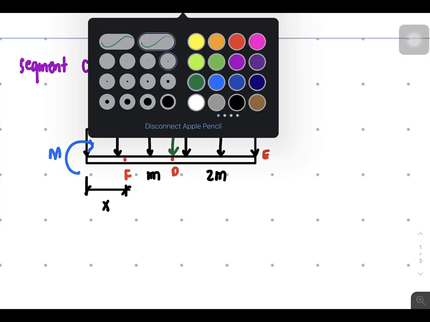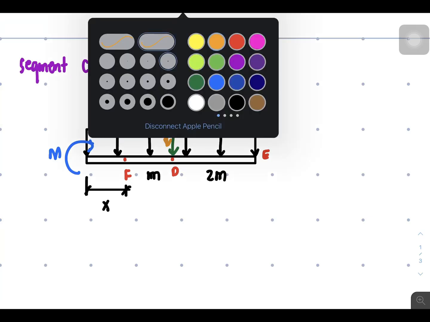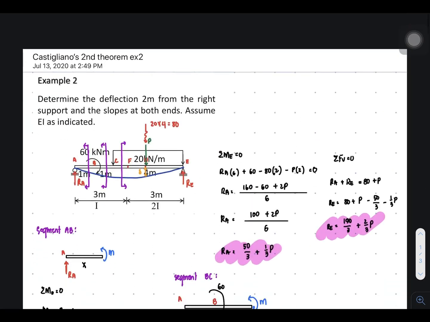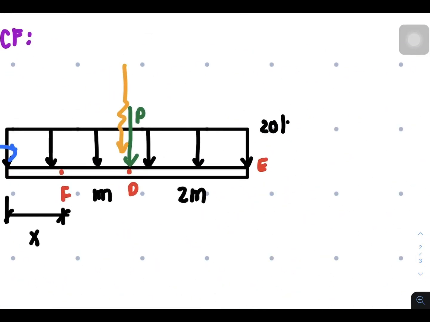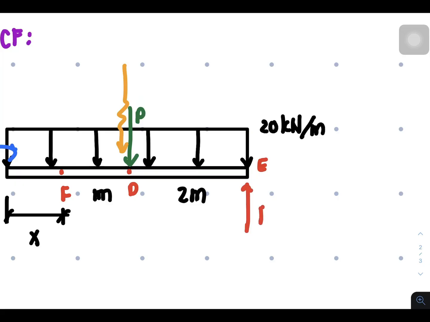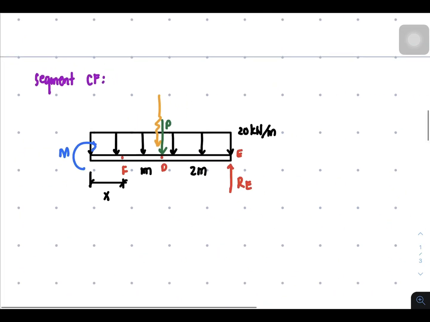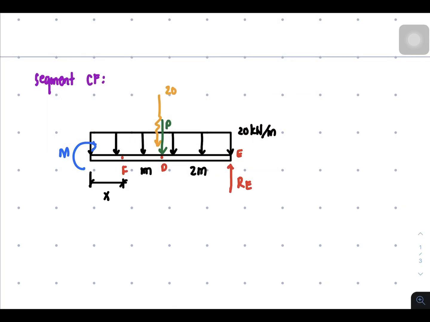And also we have a resultant. So the resultant is equal to, how much is the distribution? The distribution is 20. So this is 20 kilonewtons per meter. And also we have a reaction here, RE. So the distribution is 20 times x plus 3, right?